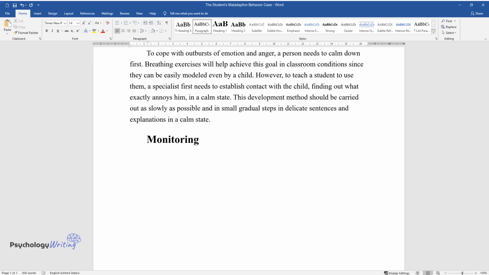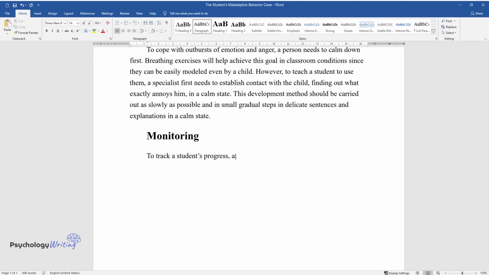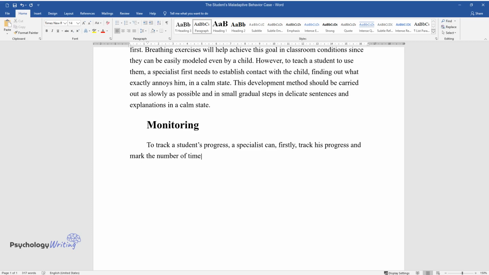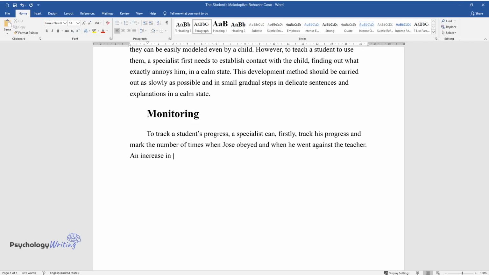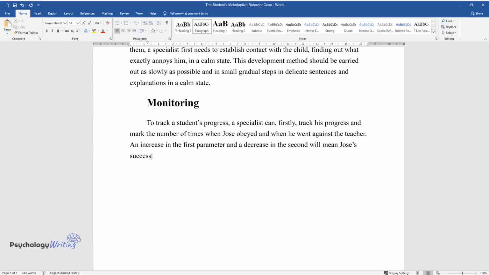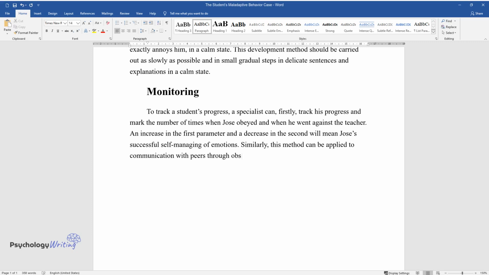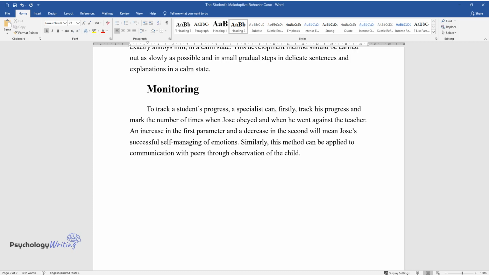Monitoring. To track a student's progress, a specialist can, firstly, track his progress and mark the number of times when Jose obeyed and when he went against the teacher. An increase in the first parameter and a decrease in the second will mean Jose's successful self-managing of emotions. Similarly, this method can be applied to communication with peers through observation of the child.